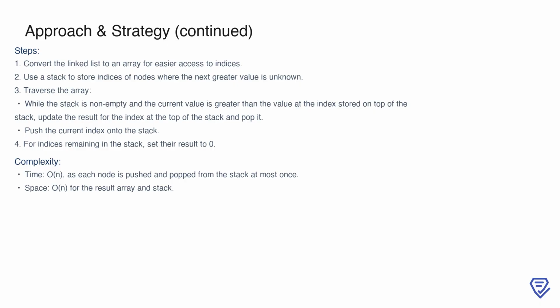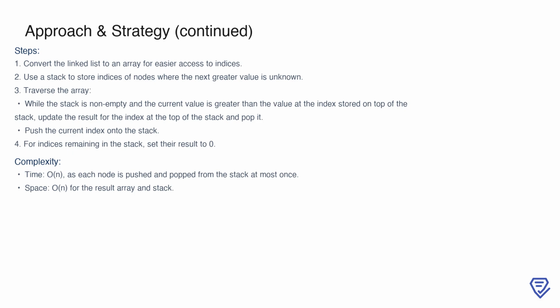Now, moving to an optimized strategy, we use a monotonic decreasing stack to solve the problem efficiently. The key insight here is that the next greater node for any given node is simply the first node with a higher value that appears later in the list. By leveraging a monotonic stack, we can determine this efficiently.